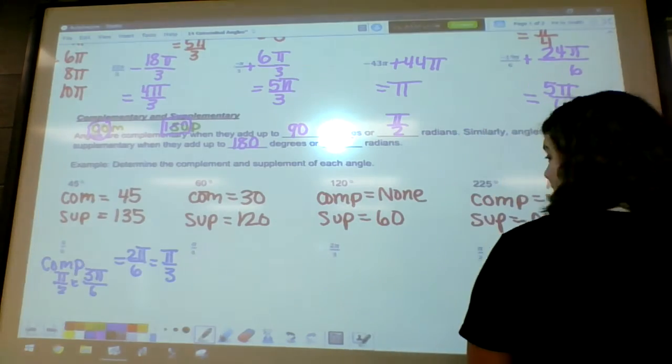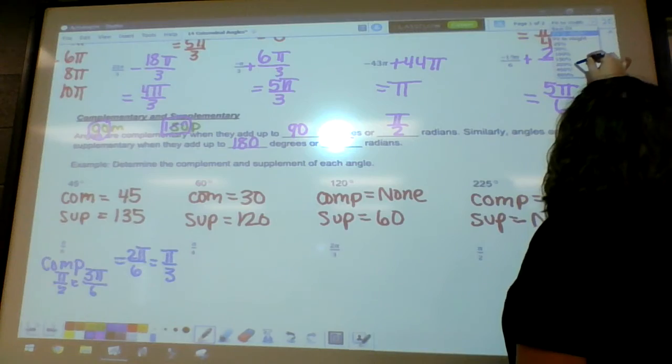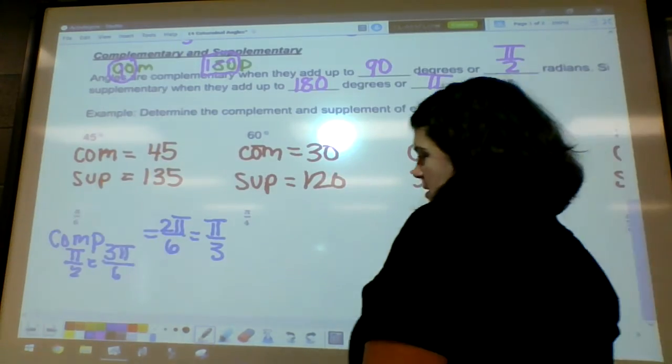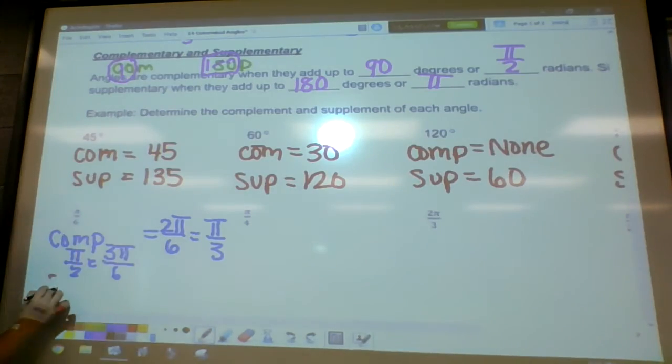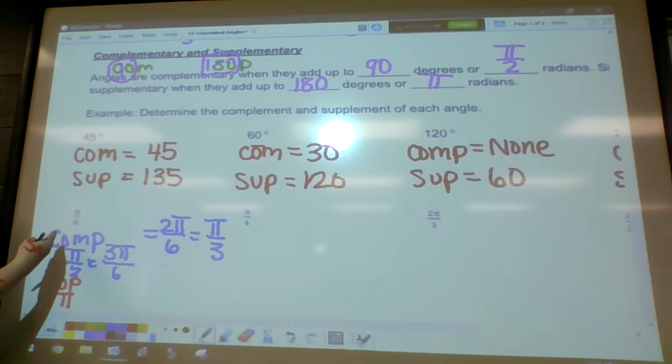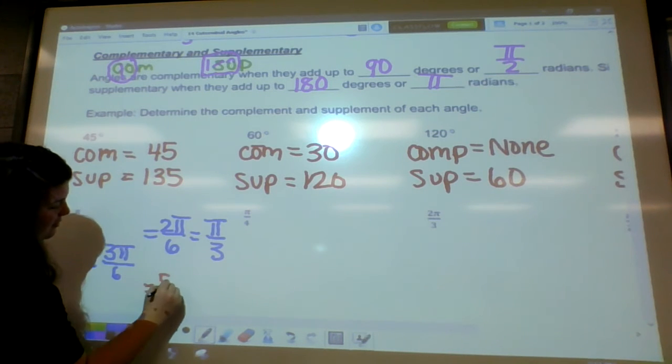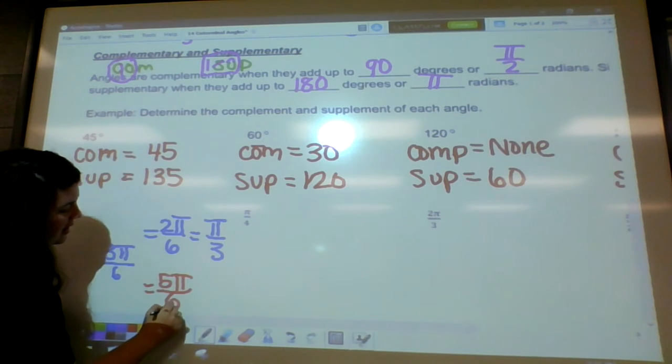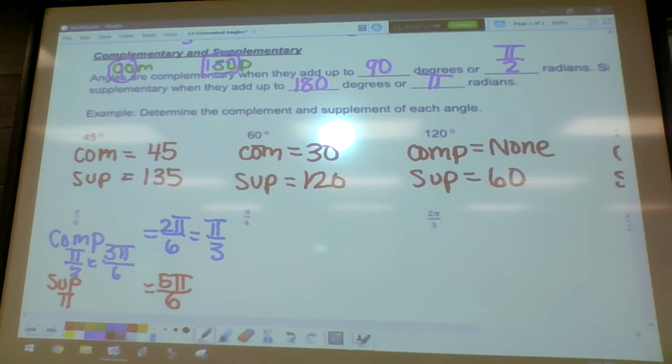And then you can do literally the exact same thing with your supplementary angles. But in terms of supplementary, it doesn't add up to pi over 2, it adds up to pi. And so in terms of over 6, pi is going to be 6 over 6, right? So what do we have to add to 1 over 6 to get 6 over 6? 5 pi over 6. So a little bit more difficult with the radians, but as long as you know how to work with those fractions, you just change your denominators accordingly, right?